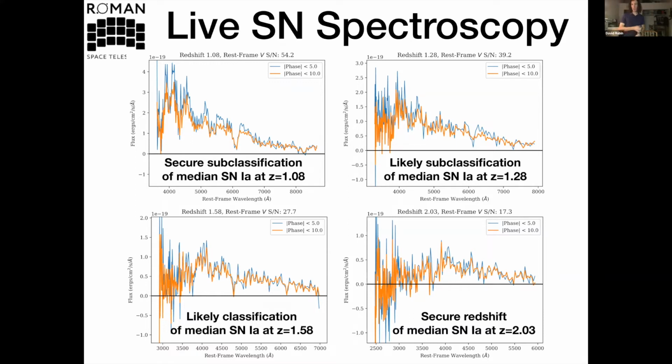If you go up to redshift 2, I would call that a secure redshift and not that much else. So you can see the break in the UV. This is clearly a type 1 supernova, but not necessarily a type 1a, but it does have a secure redshift, as I'll show you.